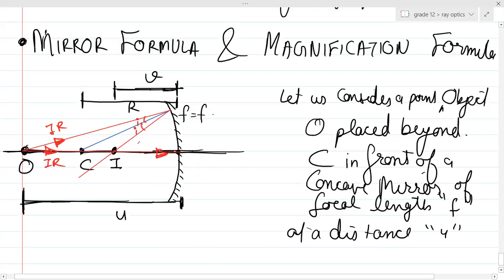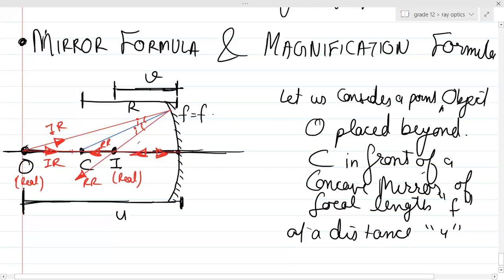It will go like this, and after reflection it will come back like this. Yes or no? So can you see, this is one of the reflected rays and this is one of the reflected rays. A real object is forming a real image in this case, right? Do you remember all this now? Is it clear to you?